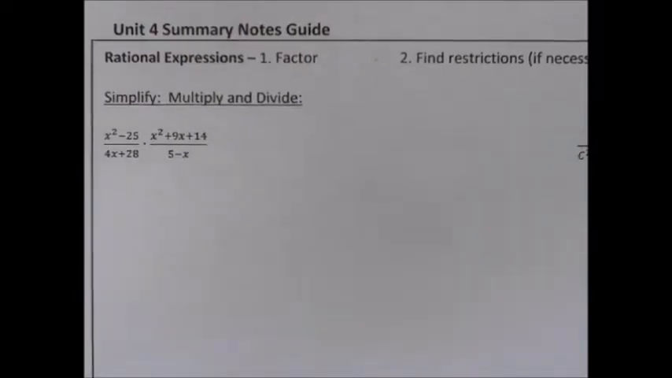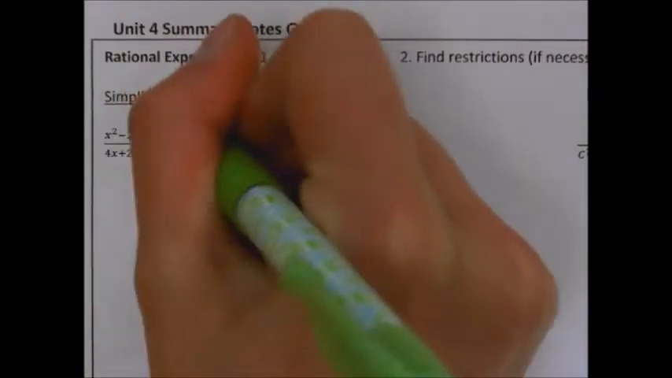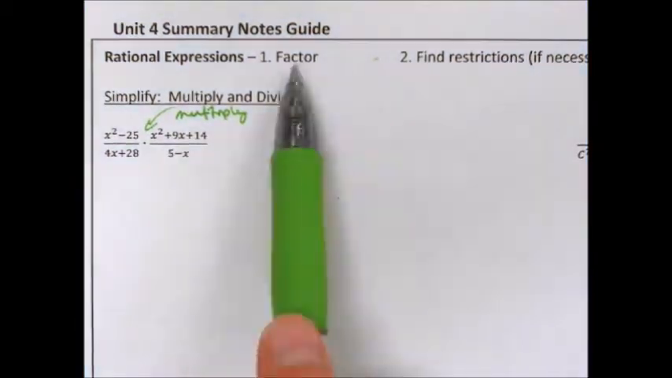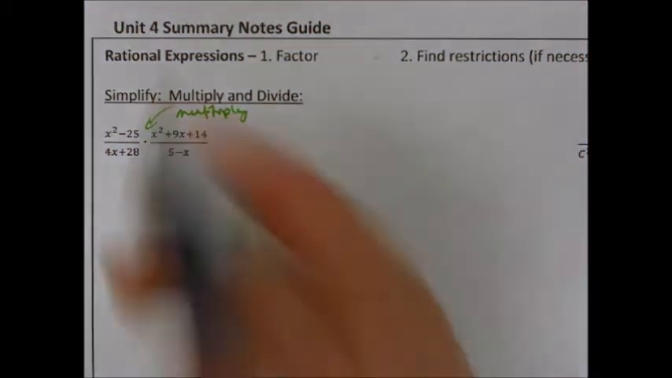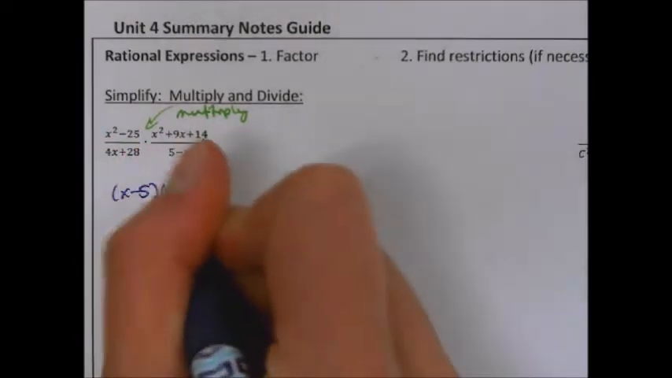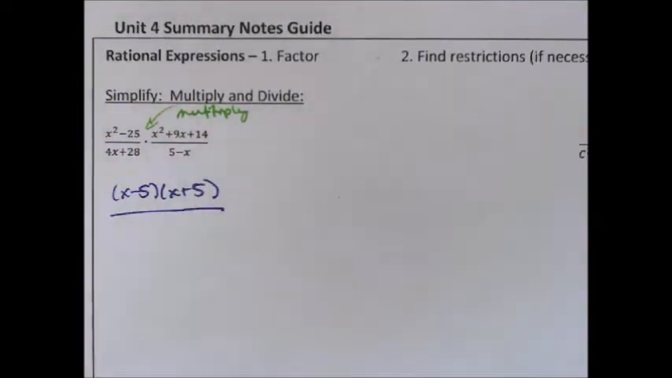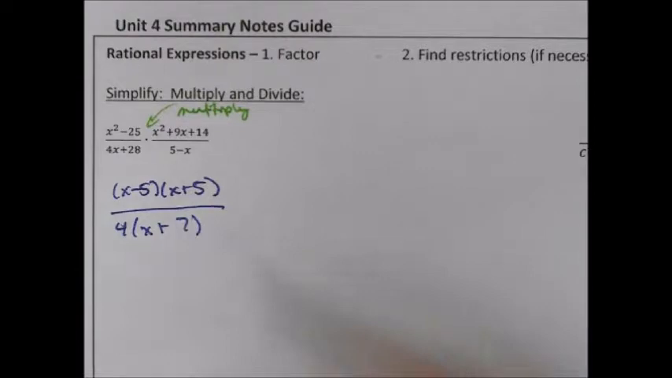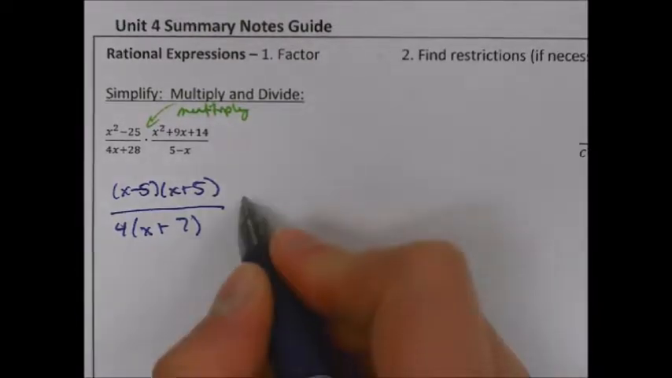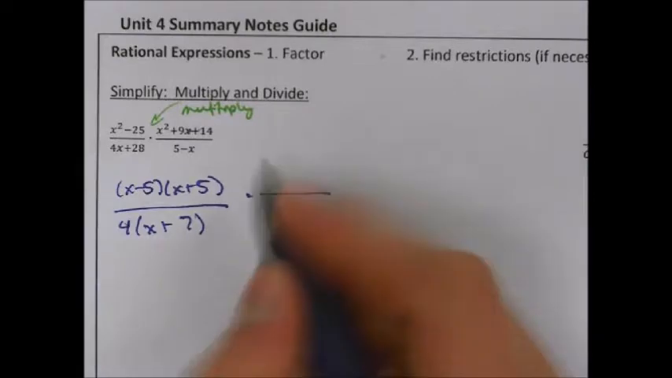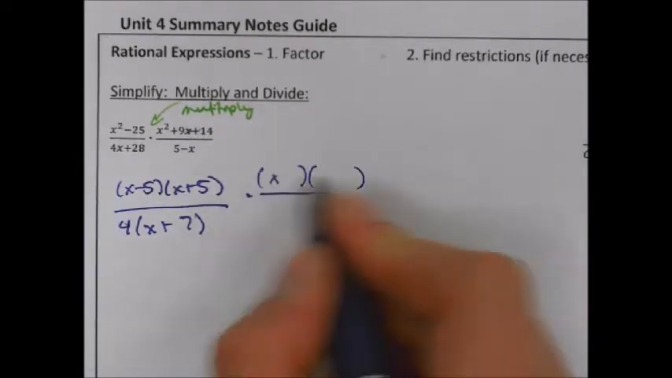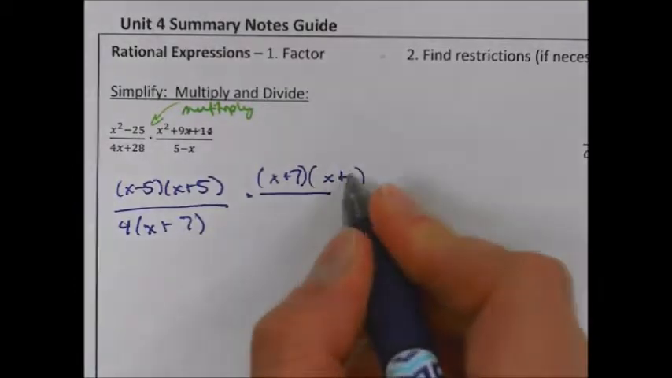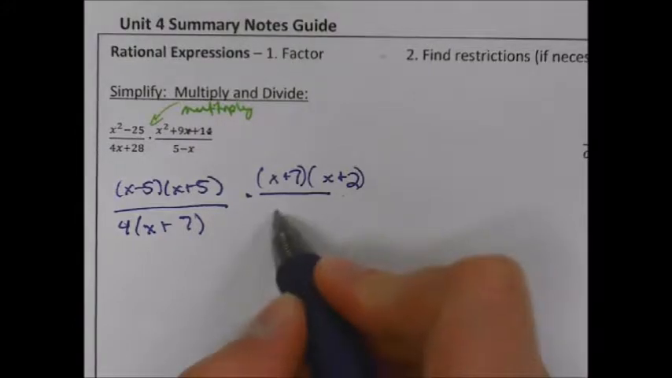We look at the symbol in the middle, and it tells us that we're going to multiply. So when we multiply, the first thing we need to do is factor. So let's go ahead and factor the top. The difference of squares. Let's factor the bottom. We have a GCF. This trinomial. We have an x and an x, so it multiplies to 14, and so it's going to be a plus 7 plus 2, and then I have the 5 minus x.